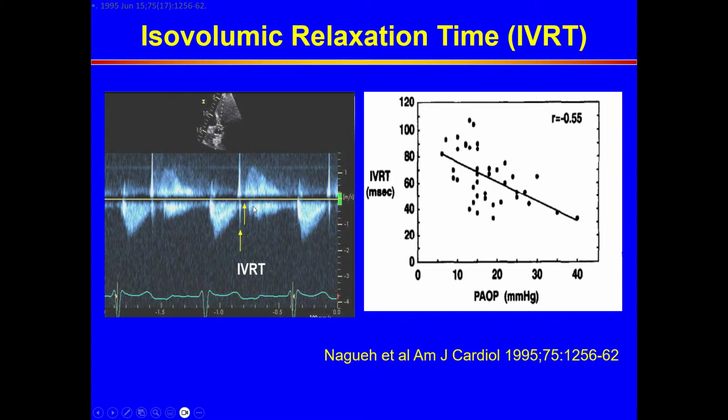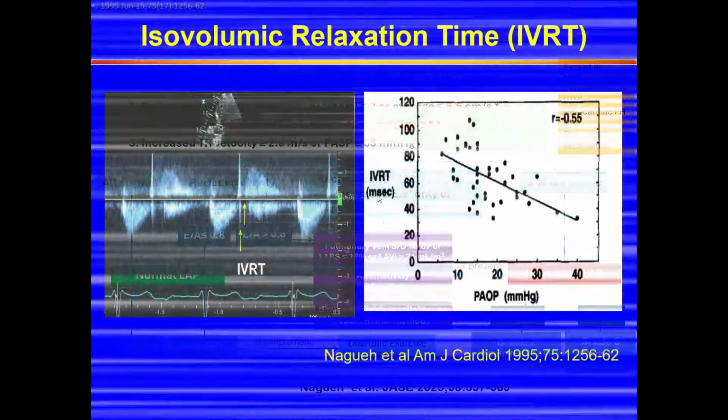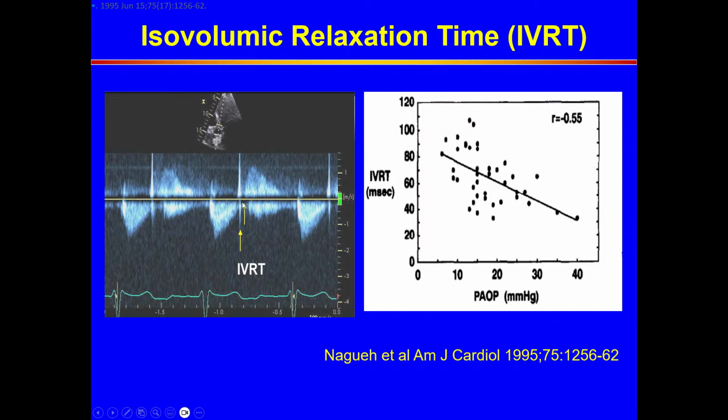Another one is the isovolumic relaxation time. The isovolumic relaxation time, as we talked about it earlier, gets shorter when left atrial pressure goes up. And the way we record it is we put the cursor using continuous wave Doppler midway between the LV outflow tract and the anterior leaflet of the mitral valve, so we are able to record both. You bring down the scale as needed, and you adjust the baseline so this time interval becomes clear.